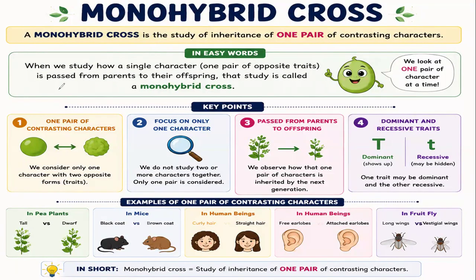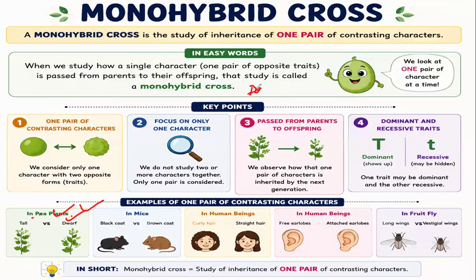For example, just see this. We are talking about tall and dwarf. What are you going to observe? What are the features? One is a tall plant and another one is a dwarf plant. So here you have two opposite, that is two contrasting characters. One tall, another one dwarf. Similarly, let's take the example of curly hair and straight hair, two opposite traits we are talking about. But there are two terminologies that will help you to know the chapter in more detail.